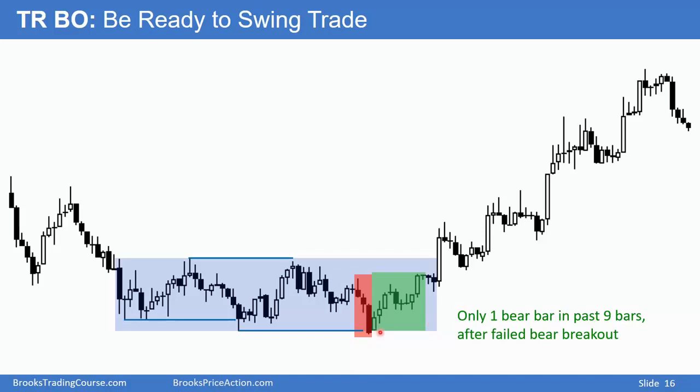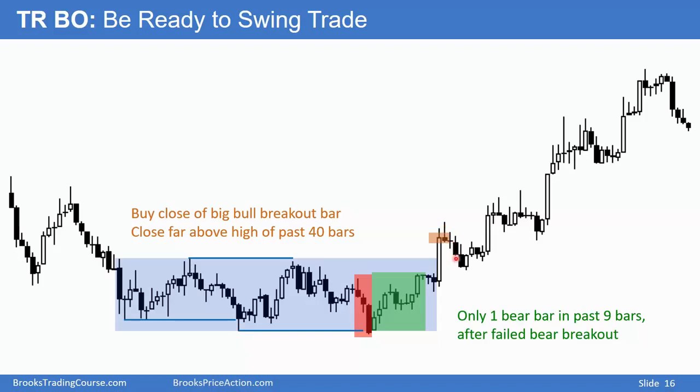Look what took place here. After that bear breakout attempt, we have 9 bars here and only one bear bar in the past 9 bars. The bears are losing control. It's not a lot of strong bull bars, but it's only one bear bar out of 9 bars, so the bulls are owning a lot of bars. This close, a big bull bar, in fact it's the biggest trend bar up or down in the past 40 or 50 bars, and it closed not only above the trading range, but far above the trading range. That increases the chances that it will be successful.